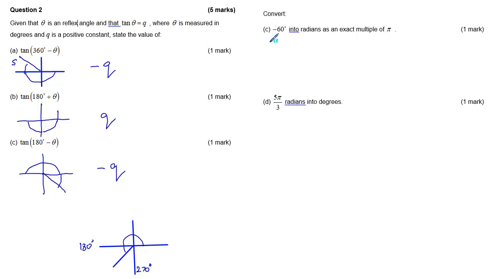We want to convert the following negative 60 degrees into radians as an exact multiple of pi. Well, first of all, one way we know is that we can multiply by pi over 180. 60 goes in here once and in here 3 times. So that's negative pi by 3. But also, we know some of these standard angles. We should know that 60 degrees is pi by 3, and therefore negative 60 would just be negative pi by 3.